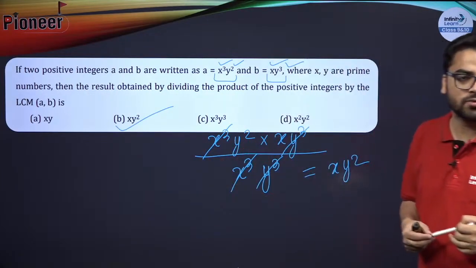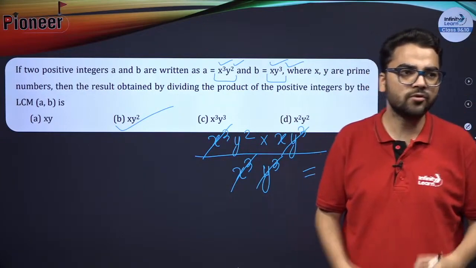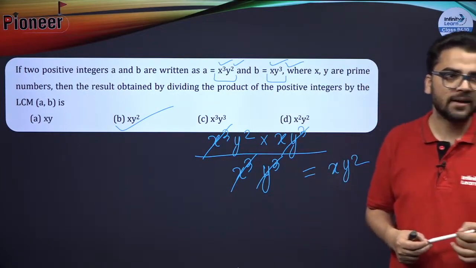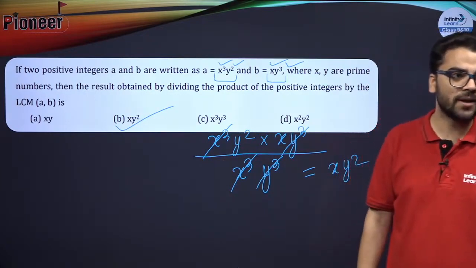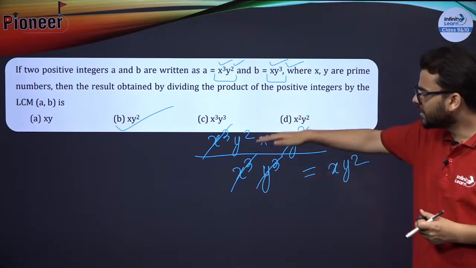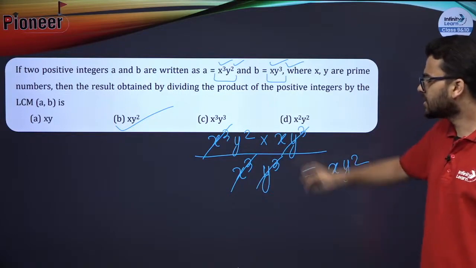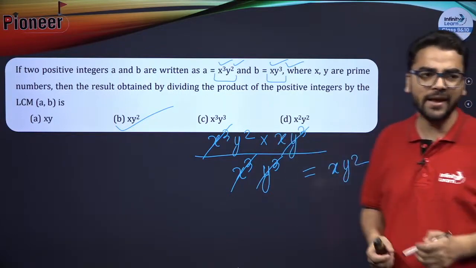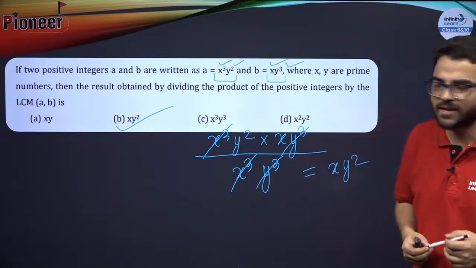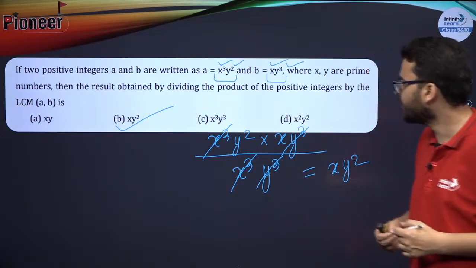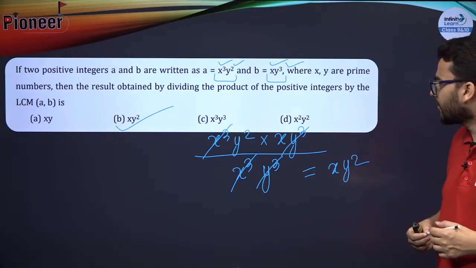Is it clear to every student? Option B is correct. Is it clear to every student in this session? You just have to find the product of the numbers and divide it by their LCM. So you'll get x y square as the answer. Any doubt in the question, guys? You must have made a slight mistake over there. Is it clear or not?